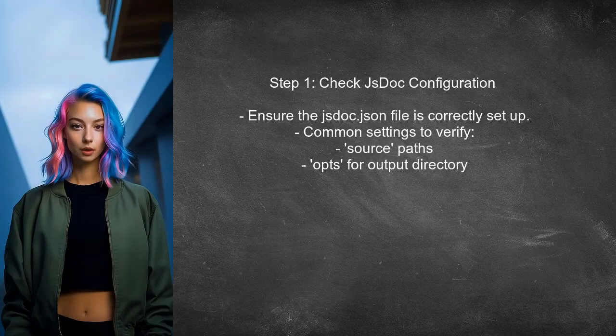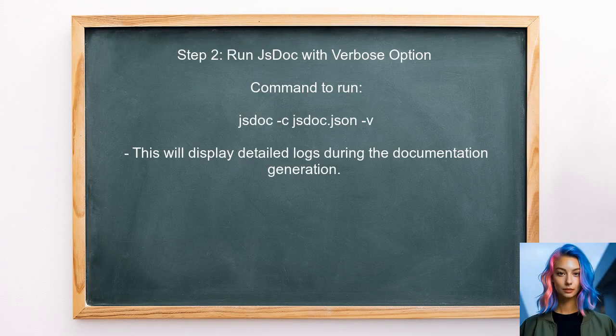To begin troubleshooting the JsDoc error, the user should first ensure that their JsDoc configuration file is set up correctly. This file is typically named JsDoc.json. Next, the user should run JsDoc with the verbose option. This will provide more detailed output, which can help identify the exact location of the error.